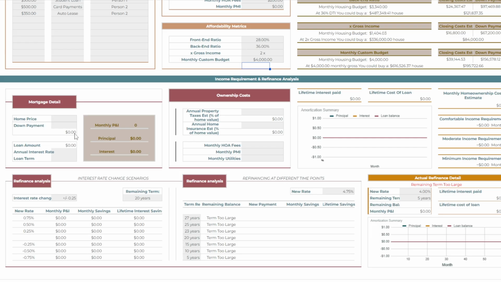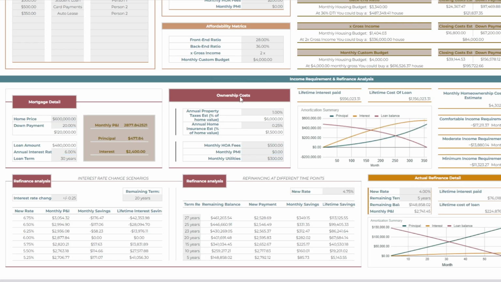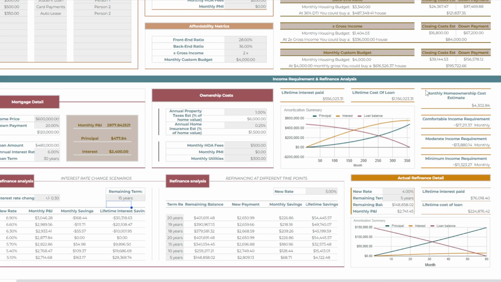This section also provides powerful refinance insights. By entering a home price, mortgage details, and ownership costs, you can analyze how changes in interest rates affect your monthly payment, how refinancing at different points in the loan impacts lifetime interest paid, and determine whether the potential savings make refinancing worthwhile. You can adjust the rate change, enter the remaining loan term at the time of refinance, and test each scenario. On the right, you'll find the monthly homeownership cost estimate, along with the comfortable, moderate, and minimum income levels required to support that monthly payment.